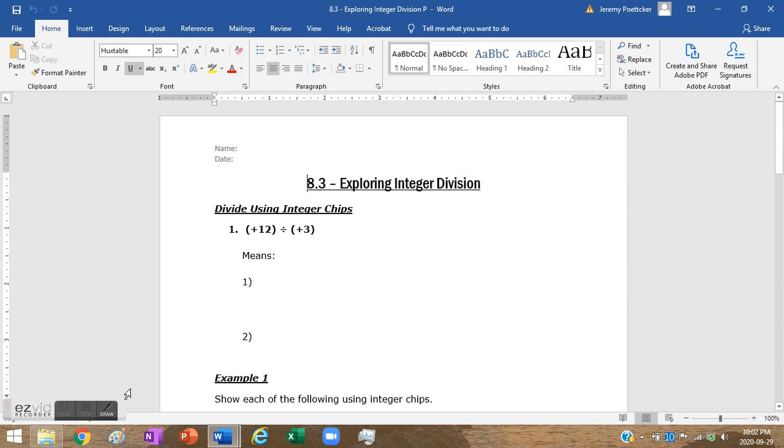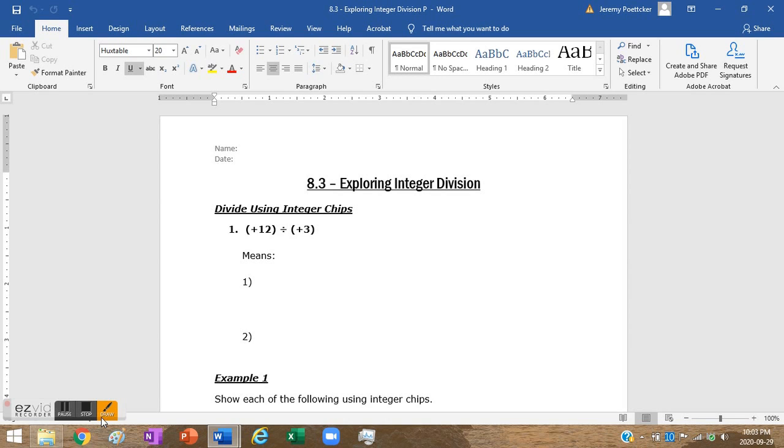Okay, we want to take a quick look at doing some division here, and specifically division with integers. For the most part, it's exactly the same as multiplication with integers. We can use those same sign rules, right?